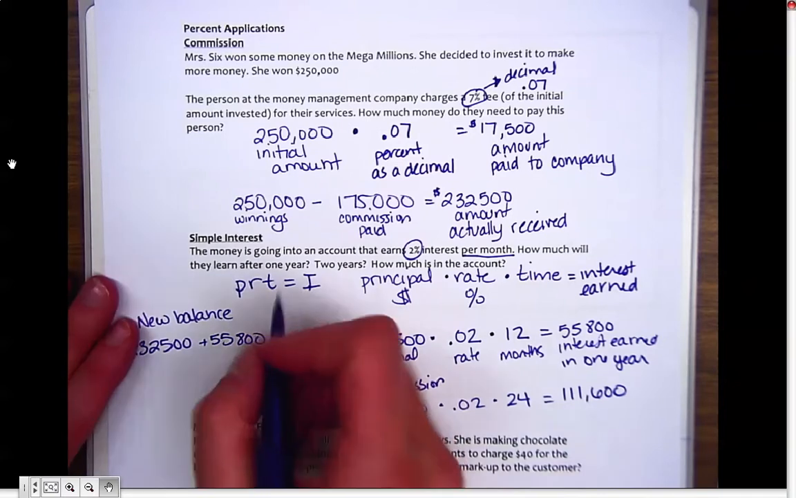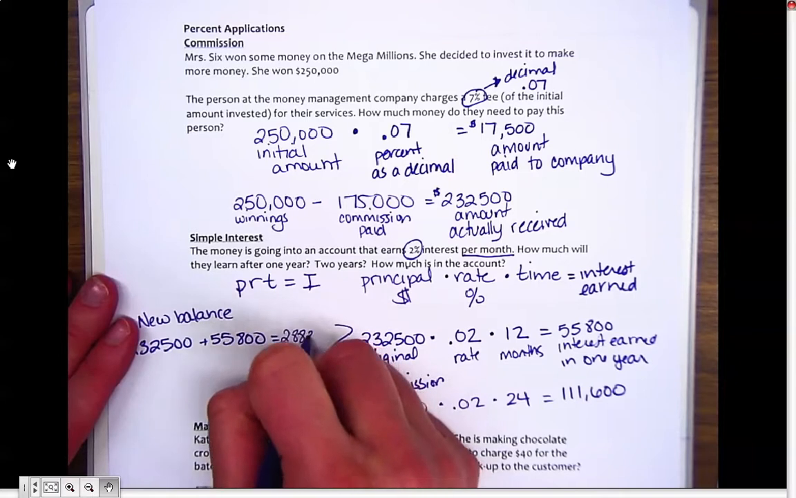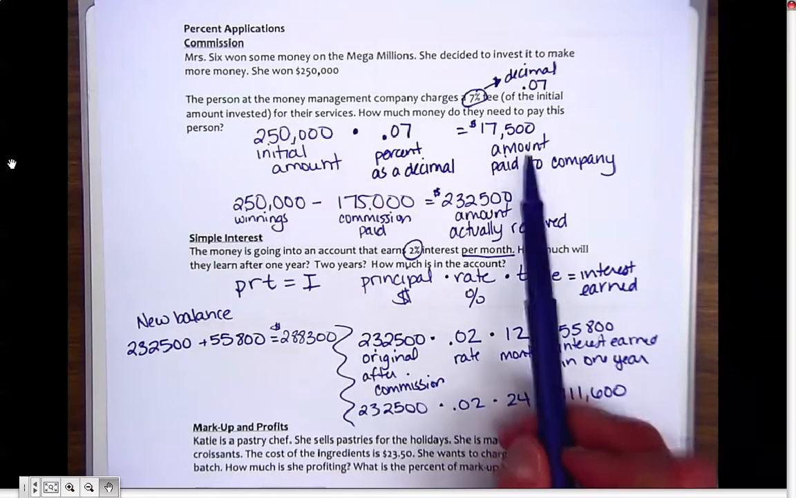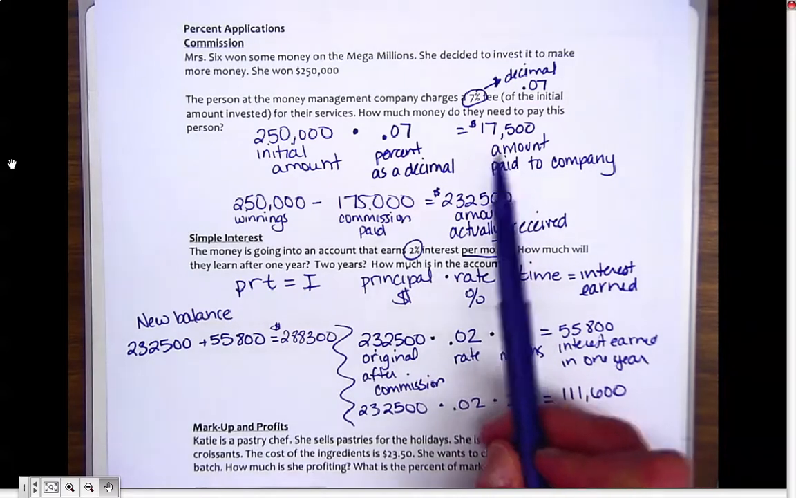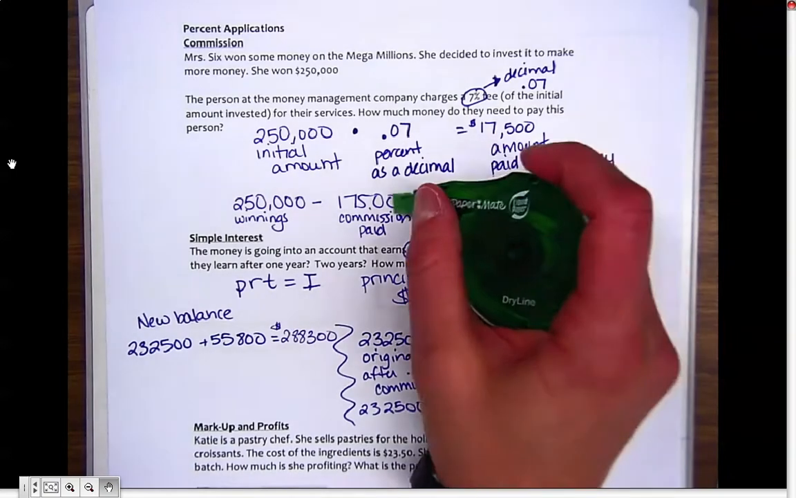And our account now has $288,300. So we've more than made up for what we had to spend up here in the commission. And I just realized I have an extra 0, so I need to fix that. Luckily, I looked back at my work and found that extra 0 sitting there. So let's take that extra 0 off because that would not be correct.